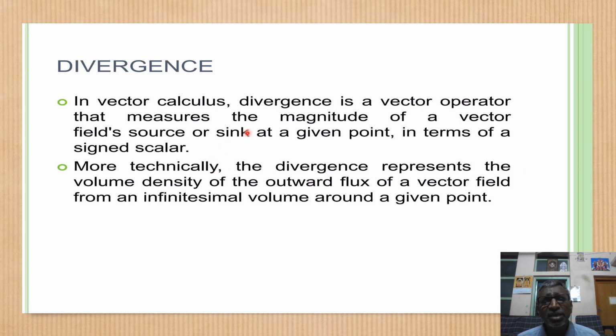In vector calculus, divergence is a vector operator that measures the magnitude of a vector field's source or sink at a given point in terms of a signed scalar. More technically, the divergence represents the volume density of the outward flux of a vector field from an infinitesimal volume around a given point.